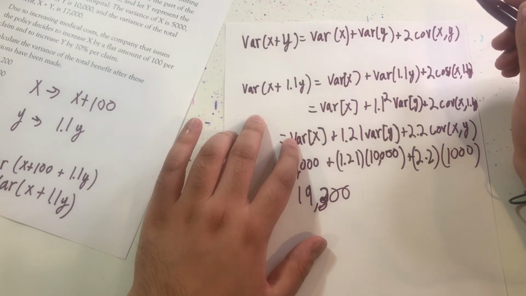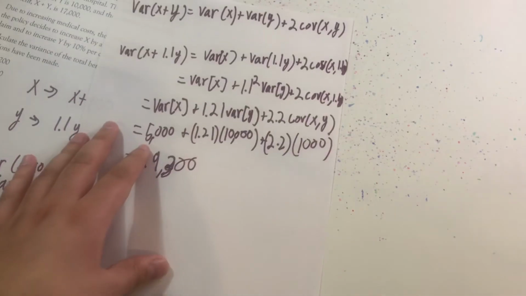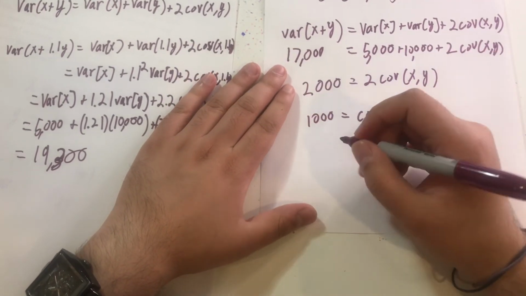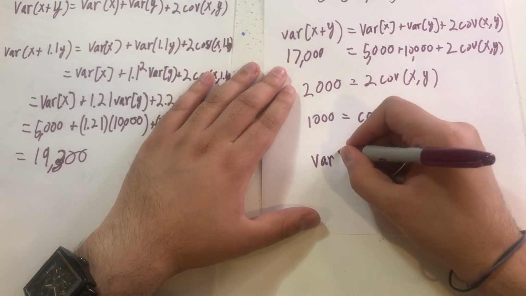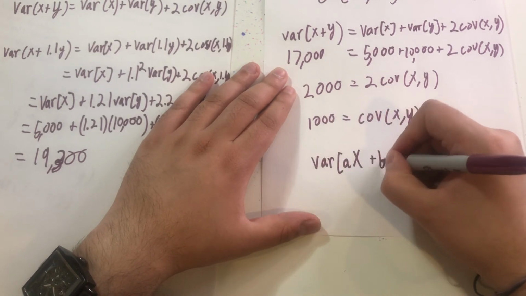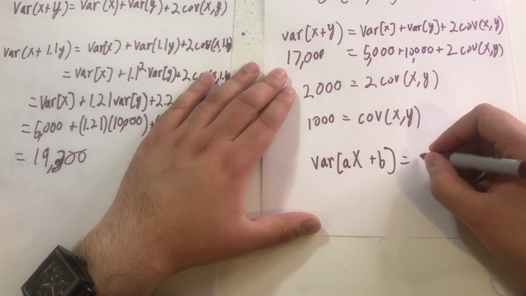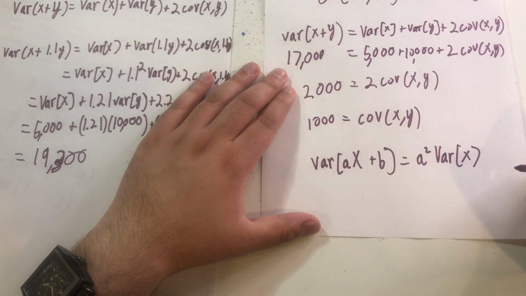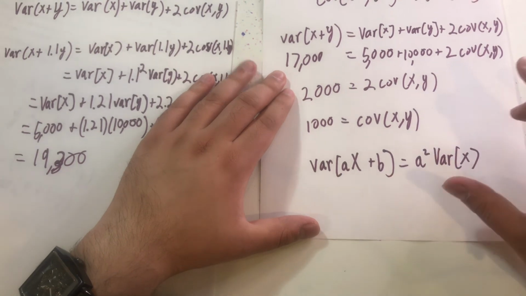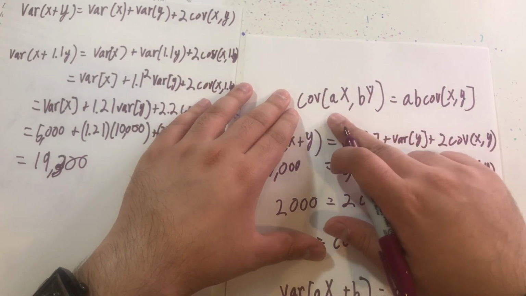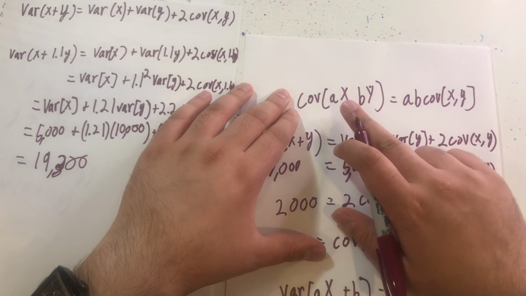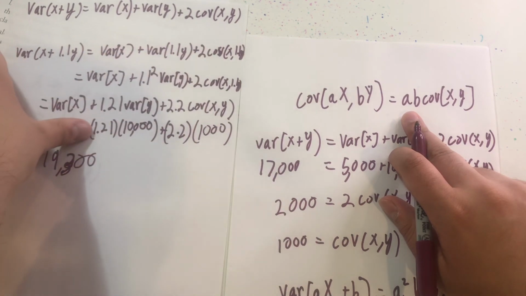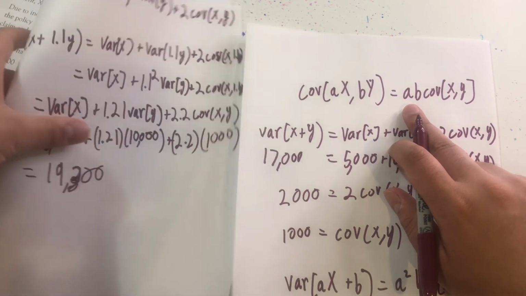Another thing we need is the following. I'll write it here, and this should be on whatever formula sheet you're using. The variance of ax plus b, where a and b are constants, should simply go to a squared variance x. And the third thing you're going to need to know is that the covariance of ax comma by, where x and y are random variables and a, b are constants, is equal to ab covariance x comma y. After that, it's just kind of like a little algebra puzzle for you to solve.